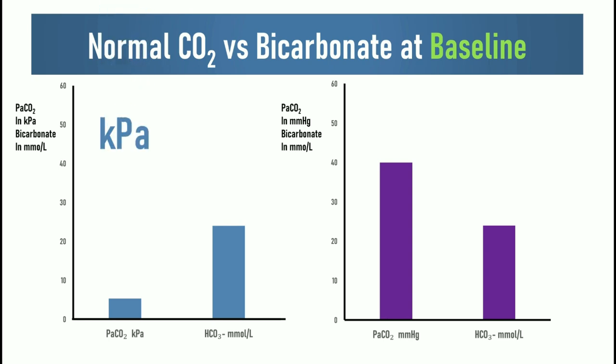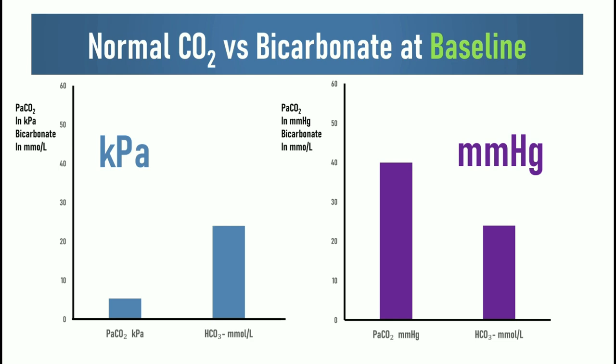On the left-hand side, we have the PCO2 and the bicarbonate in kilopascals and millimoles per liter. And on the right-hand side, we have the CO2 in millimeters of mercury and the bicarbonate in millimoles per liter. So even though the CO2 looks different from one to the other, just multiply the kilopascals by 7.5. The bicarbonate is the same, but I've kept the color slightly different so you don't get confused.